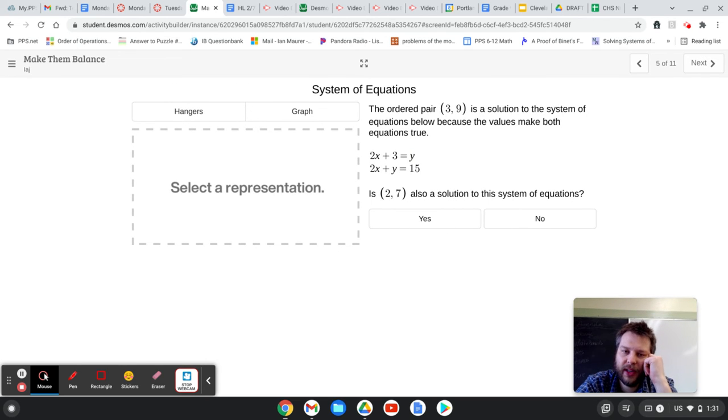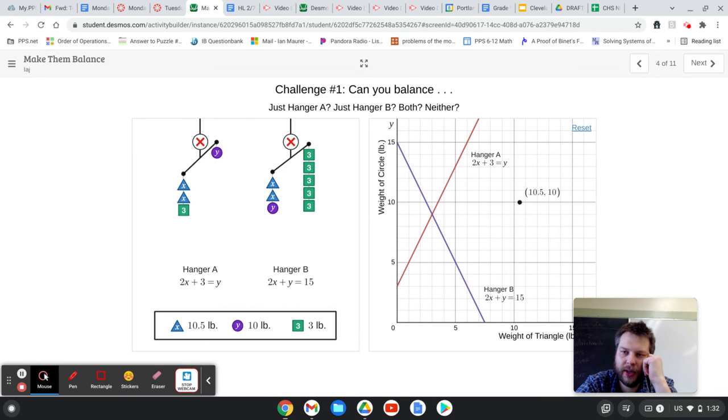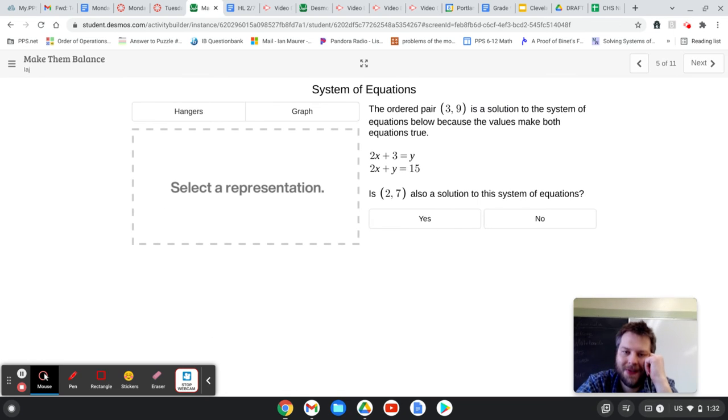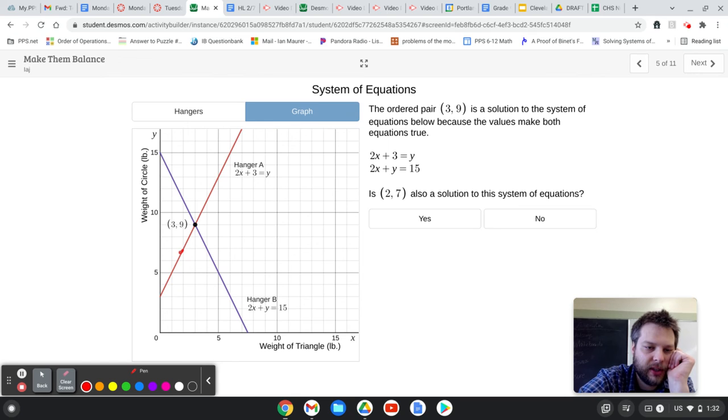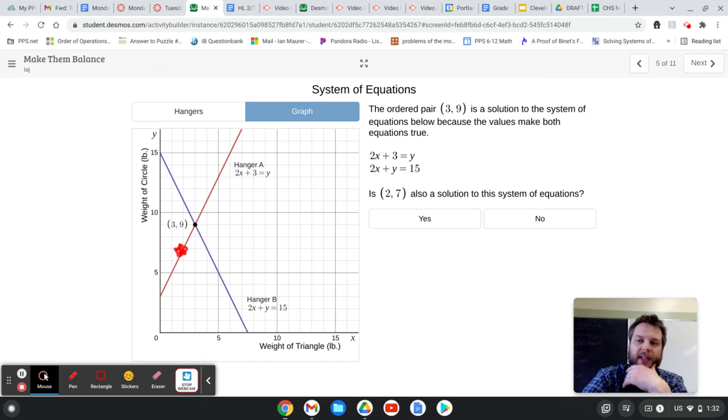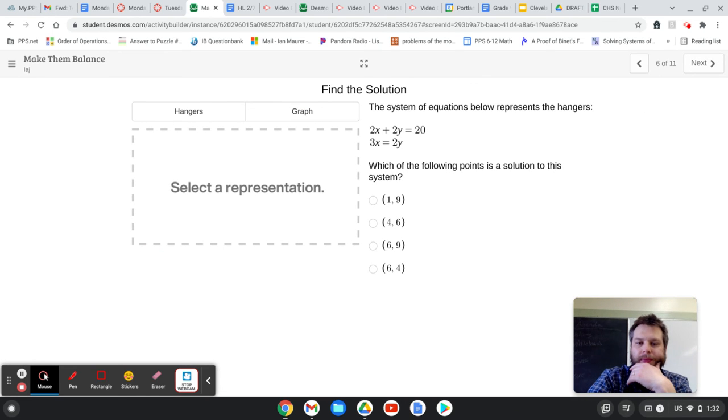Now it asks me here, this is the same system as from over here, and it talks about this point right there, 3 comma 9 being the solution. Is 2, 7 also a solution? No, it's not on both of the graphs. If I look at 2 comma 7, it's right there. 2 comma 7 is a solution to hanger A. It's a solution to the red line. It is not a solution to the system. That's the big idea of this whole activity right here.